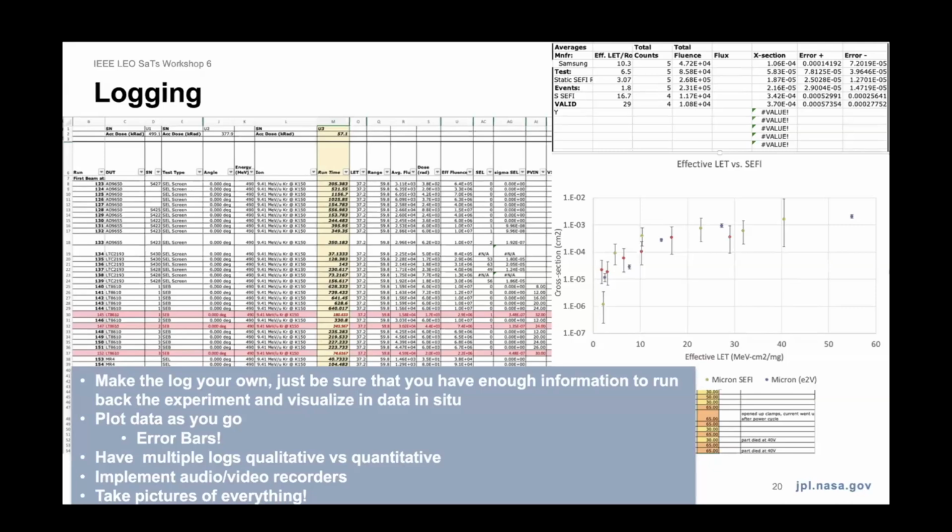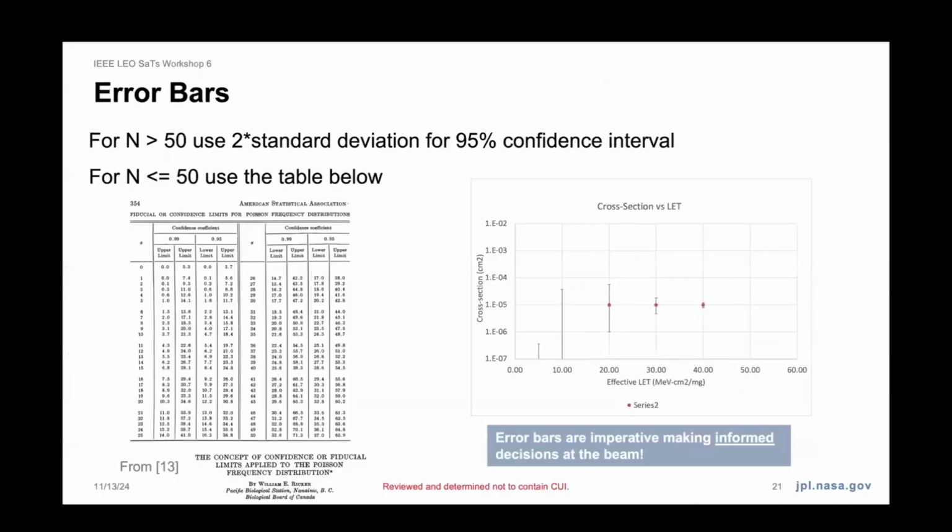And error bars are also really important. So harp on that real briefly. There's a reference in here, a paper from Ricker back in like 1933, I think it was. And so we use that table in terms of our Poisson error bars. 95% confidence is typically what we use. You see on the right there, that LET point at 5 or 10, the error bars. The difference between 0 events with 1E7 fluence and 0 events with 1E5 fluence is pretty significant, right? In terms of that 95% confidence.